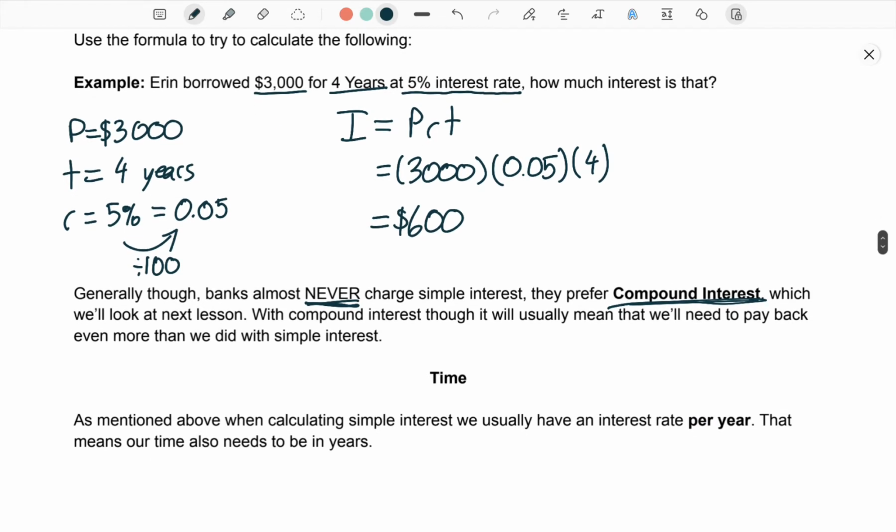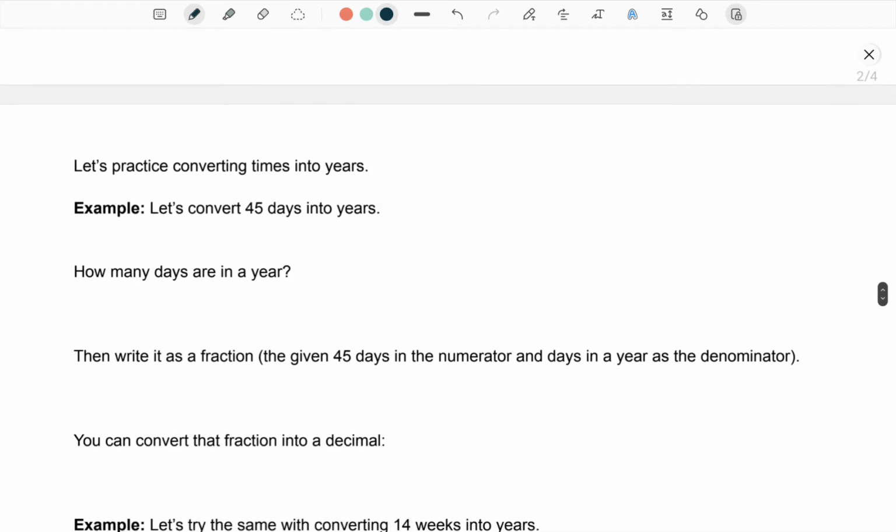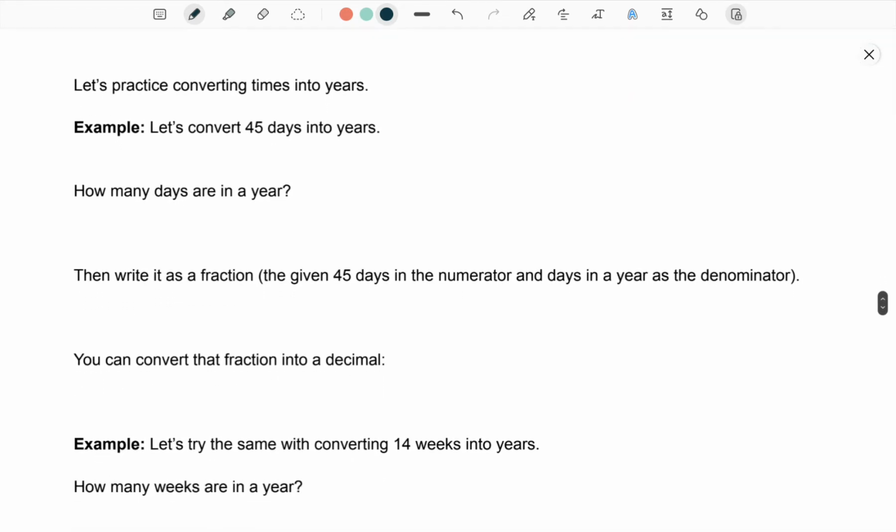Okay, let's take a further look at just time. What do we mean by time? So in the example above, we said that generally interest rates and the time we're looking at per year or in years. And so sometimes you might not be given something in units of years, so we're going to have to just practice converting from weeks, days, months, whatever it might be, into years. So let's just go through the process. So it's kind of laid out for you, but we'll write out these examples in full.